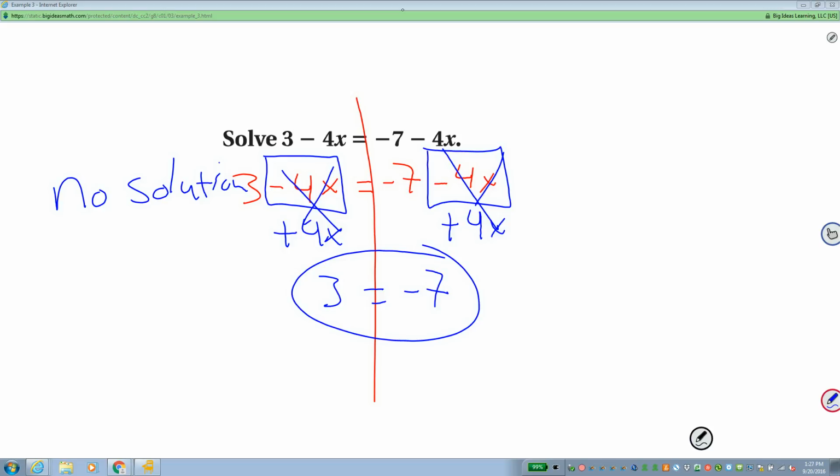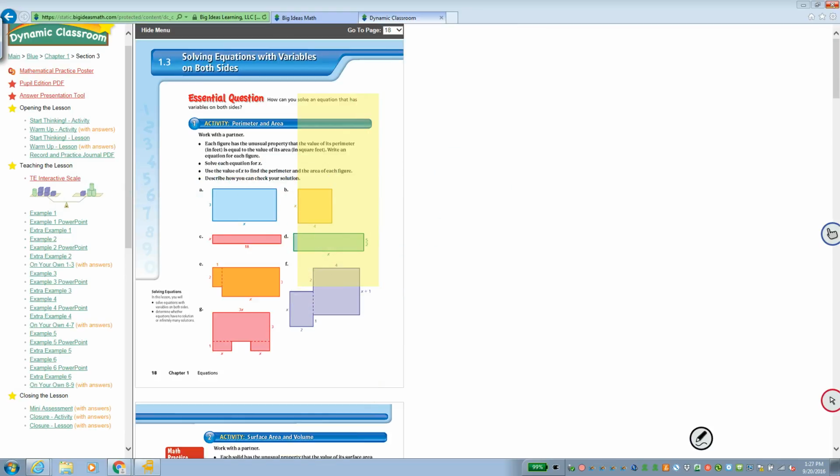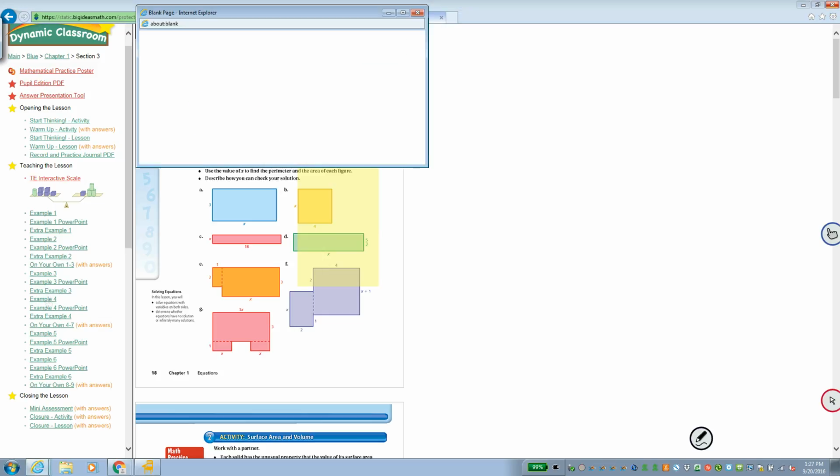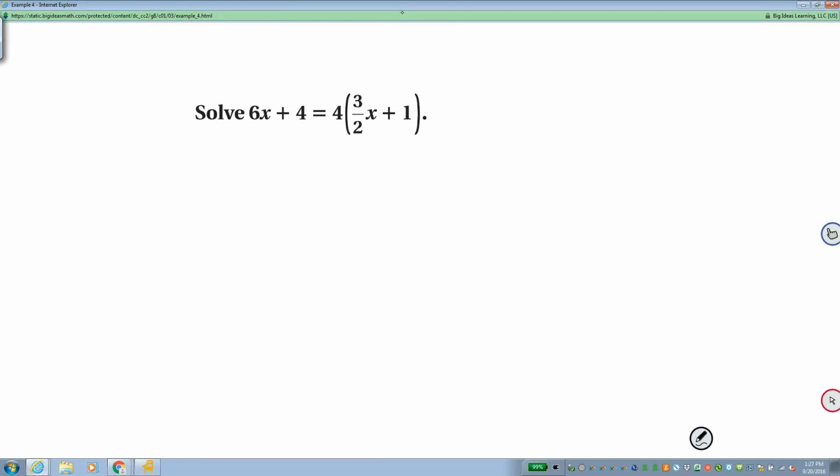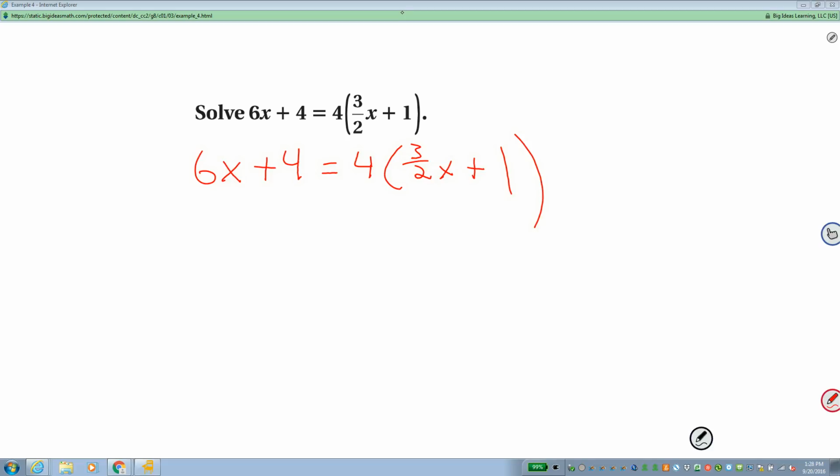All right? The last example that we have is a many solution. Okay? So if you want to grab another sticky note, this is a many solution one. And like we've done in the past, make sure you rewrite the equation and make sure it's written correctly. So we have 6x plus 4 equals 4 times 3/2 x plus 1. All right, we have to take care of something first here.